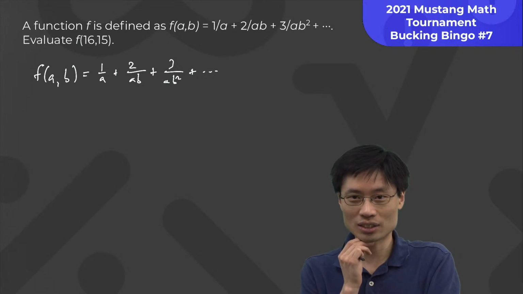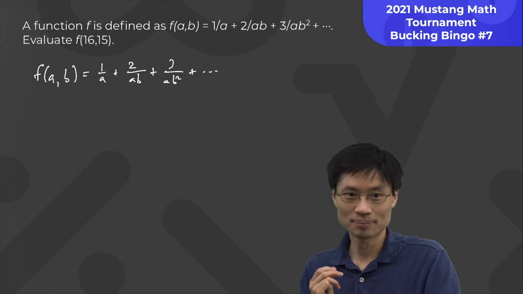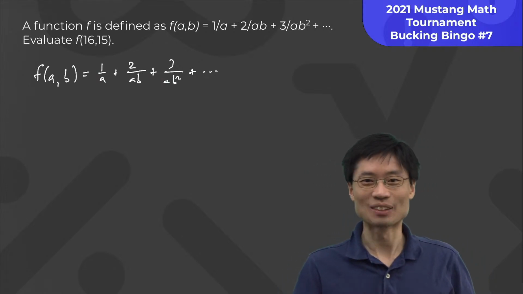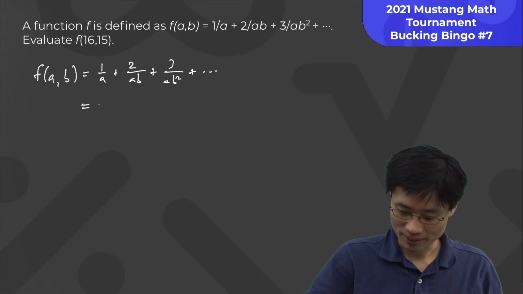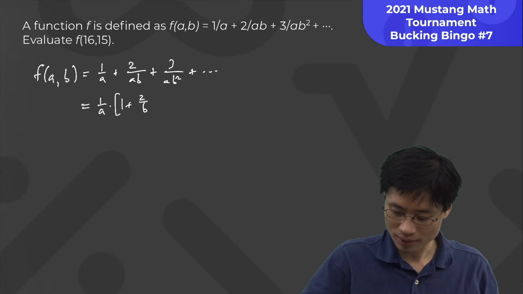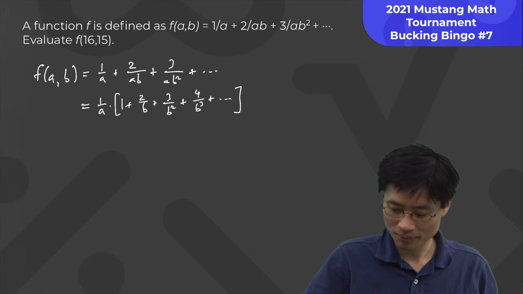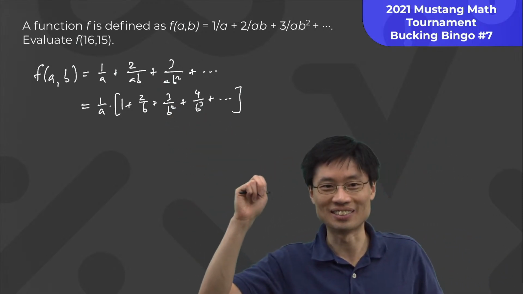So this is actually a fairly famous kind of problem. Okay, so what we'll do here is, first of all, check it out. There's a 1 over a everywhere. Let's take the 1 over a out. 1 over a times some stuff. What stuff? Well, it's 1 plus 2 over b plus 3 over b squared plus 4 over b cubed plus forever. That seems kind of nice. This actually is what some people call an arithmetic geometric series.